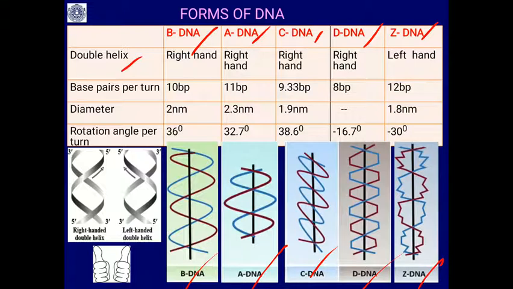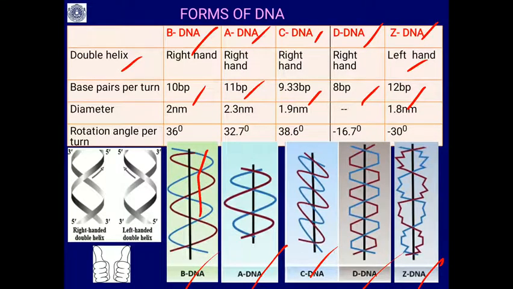It is a double helix. The B form is right handed, and A, C and D are all right handed. The Z form is left handed. Base pairs per turn, one complete 360 degree turn, you know that. Here you can see this is 10 base pairs, whereas in A it is 11 base pairs. In C the size is further reduced, it is 9.33 base pairs. D has 8 base pairs. Z is a little extended, it is 12 base pairs.